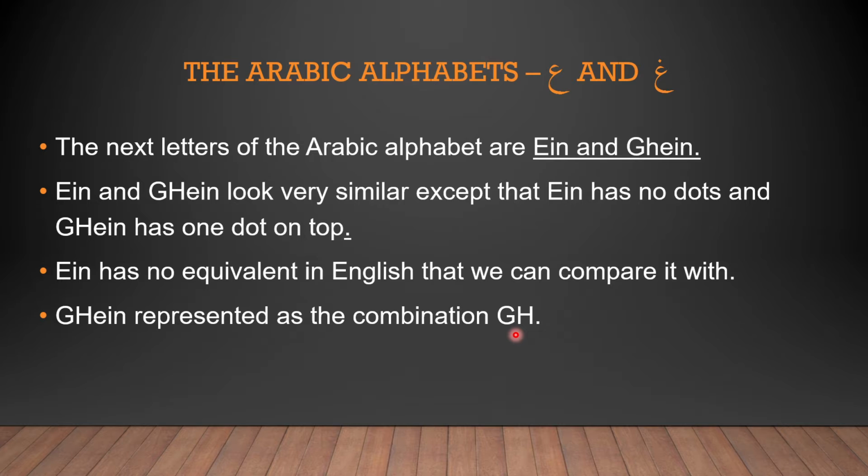Even though it doesn't make any difference, GHien, as you can see, has a similar sound as G. The G in English and the GHien have a similar sound. And just to make it thicker, we have added the H here. So GH. GHien is represented as the combination GH.